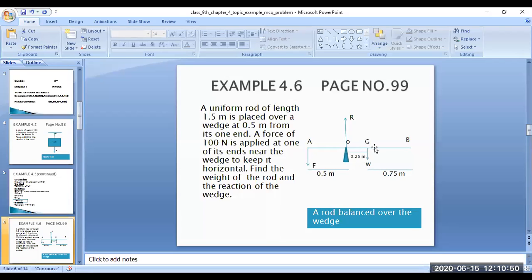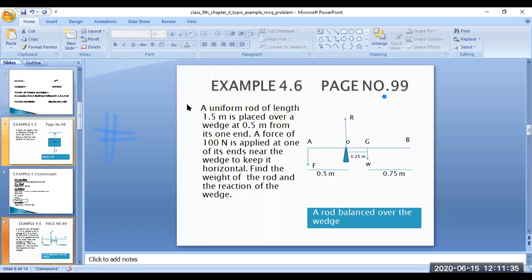These two forces are acting downward, one at A and one at B. Force F is acting downward, and the weight at G is acting downward. There is only one force, the normal reaction, which is acting in the upward direction. The distances are given to me. B to G distance is 0.75, then 0.25 for OG, and AO is 0.5.